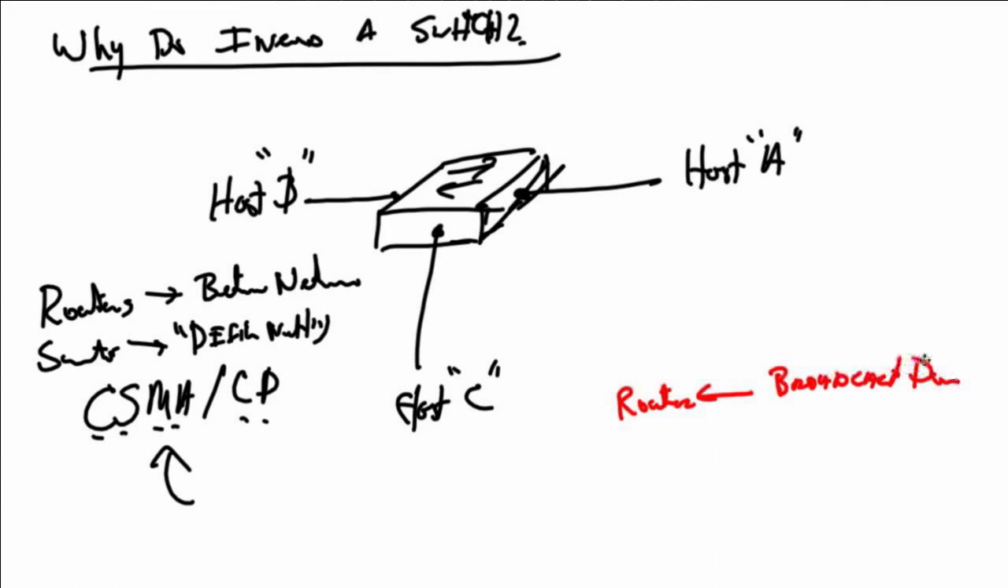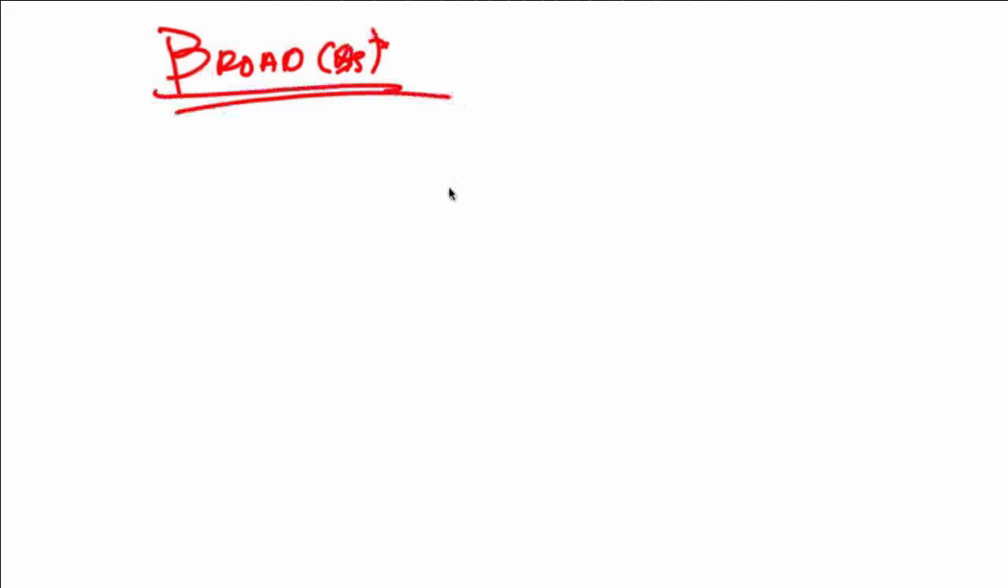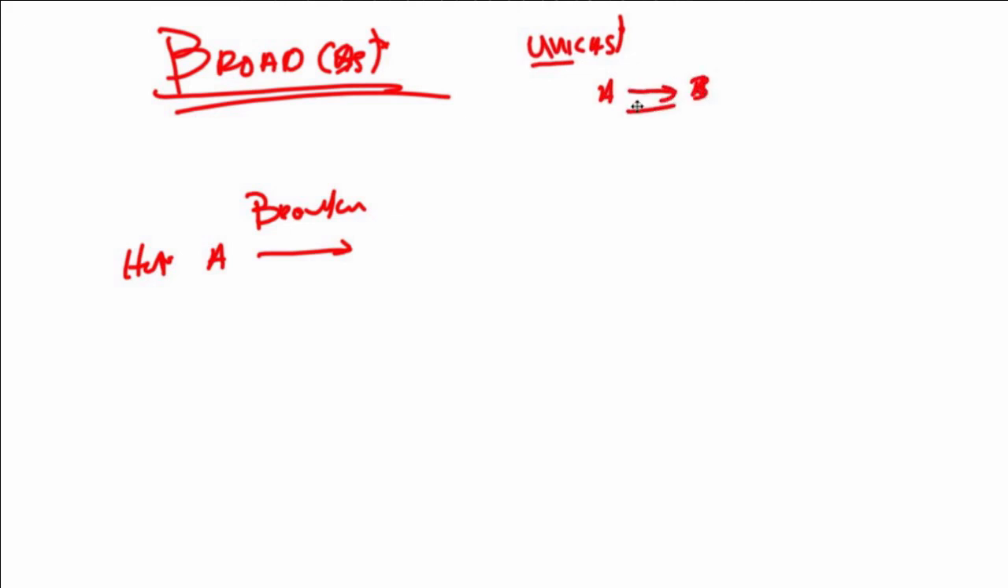So Terry, what's a broadcast domain? Well, let's cut over to another whiteboard and let's look at what a broadcast domain is. A broadcast domain means that if host A sends information via broadcast... we have unicast, uni meaning one, so it's going to be one-to-one. So host A can communicate to host B, and vice versa.